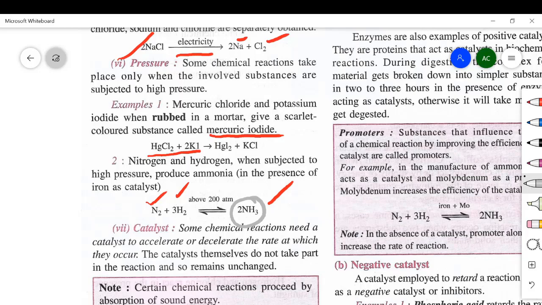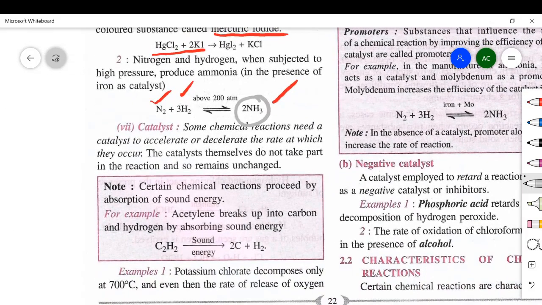This is a reversible reaction. This is a reaction for pressure also, then for catalyst also, for promoter also. Okay, so this is a very, very important reaction. This is Haber's process. So here you see above 200 atm, atm meaning atmospheres, unit of pressure. Above 200 atm only this reaction will happen, and nitrogen and hydrogen will combine in the ratio of 1:3 to form ammonia. Now we'll see the example of catalyst.